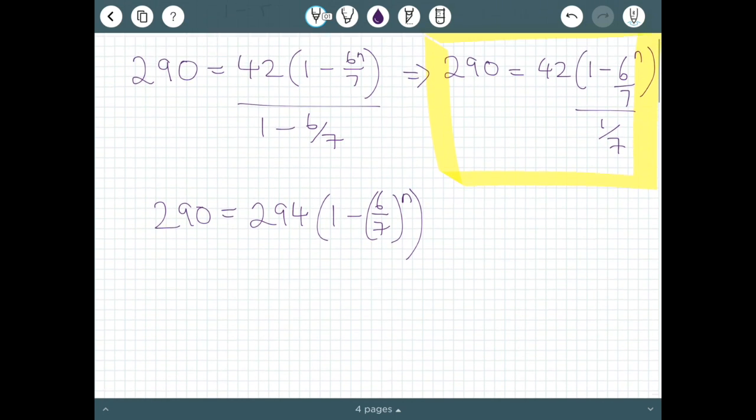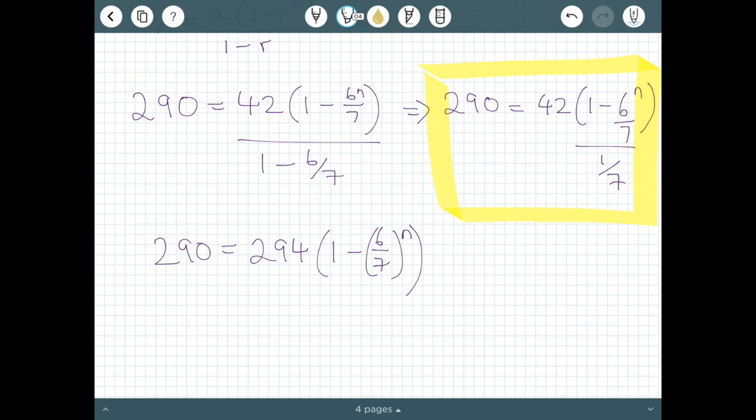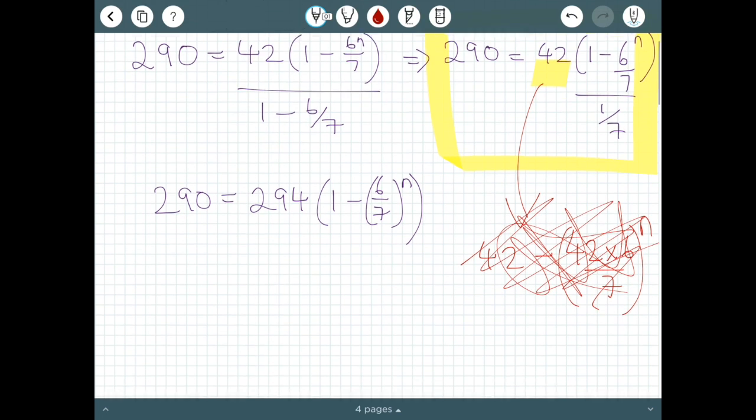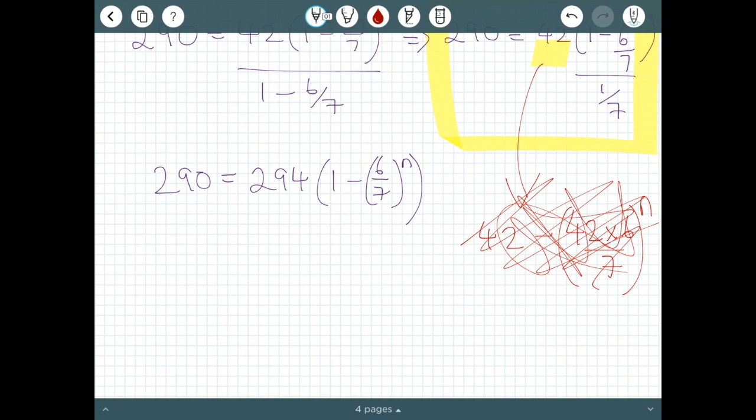Now, a really common mistake here is to take that 42 and multiply out the brackets. If you multiply out the brackets here, I'm going to put it in red because it's wrong, people end up with 42 times 6/7 to the power of n, therefore completely changing what you have. So make sure you do not do this in an exam or any mocks or any questions or anything else that you're doing. It's wrong, don't do it.